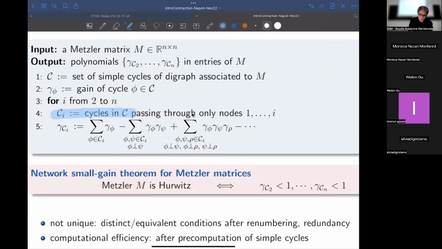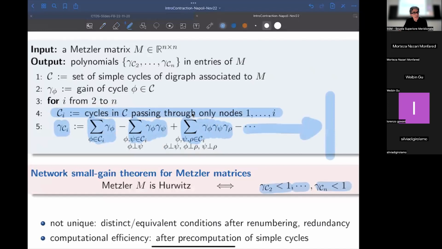There. So I compute all of the cycles that touch only those nodes, and then I compute a gain, and I am going to later ask for each of these gains to be less than 1. This gain is the sum of the cycle gains minus the sum of the product of two gains plus the sum of the triple product of gains, and so on and so forth. This sum ends after a finite number of steps. Why? Because I only do the products between cycles that do not overlap.